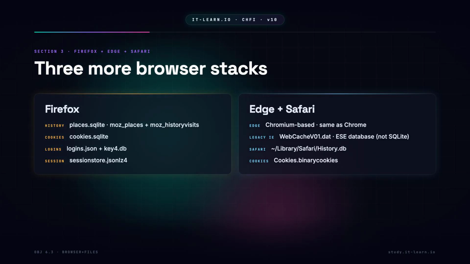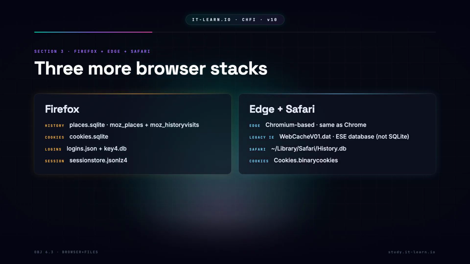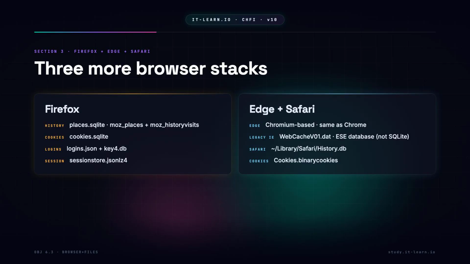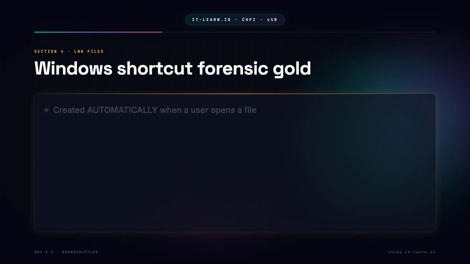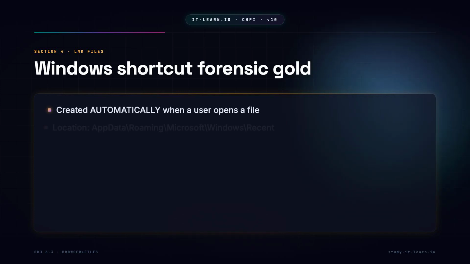Safari, at the user library Safari directory: History.db, downloads.plist. Tools: Browser History Examiner, Hindsight for Chromium, Autopsy modules, NirSoft BrowsingHistoryView, Magnet AXIOM, FTK, EnCase.